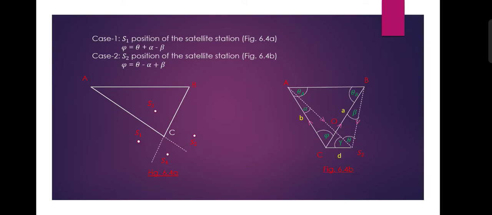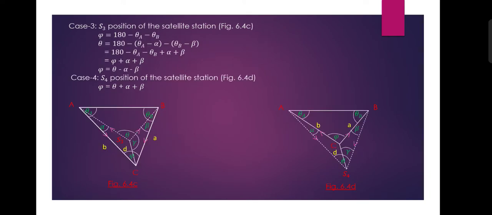Then we come to S2 in figure 6.4b. We can see that in S2, by similar applications, we can get angle AOC is equal to angle BOS2, and by similar application we will get phi is equal to theta minus alpha plus beta. Then we come to case 3 as shown in 6.4c.